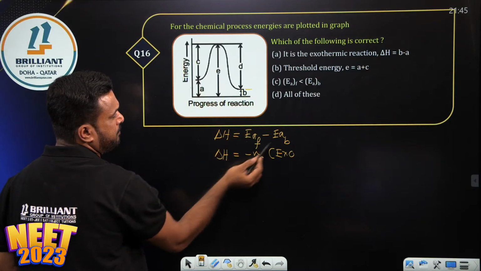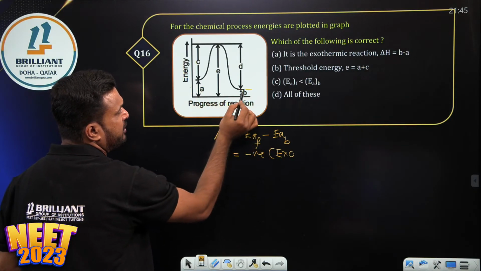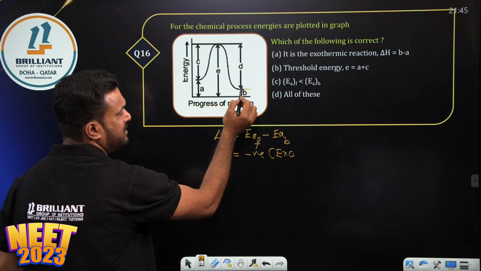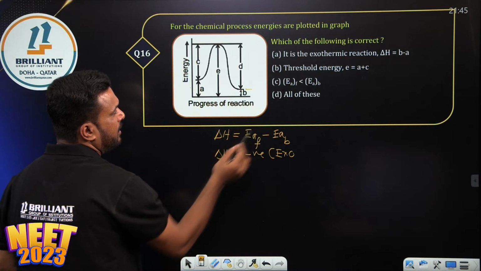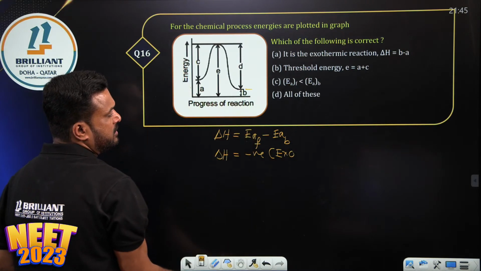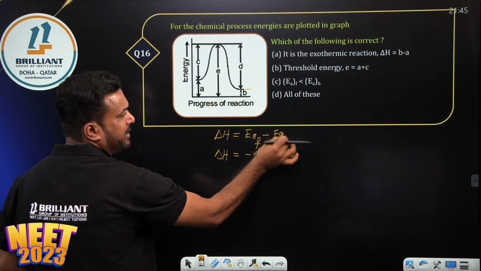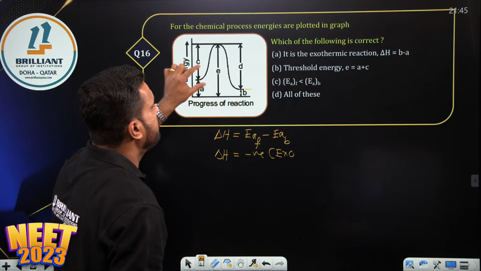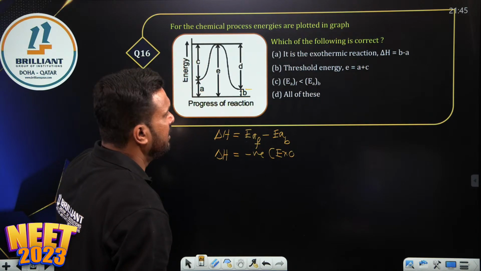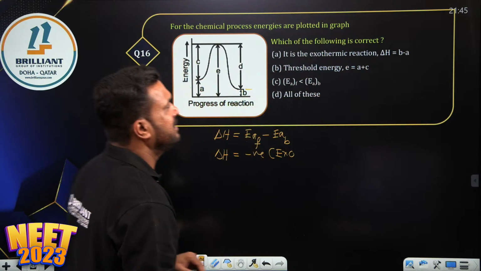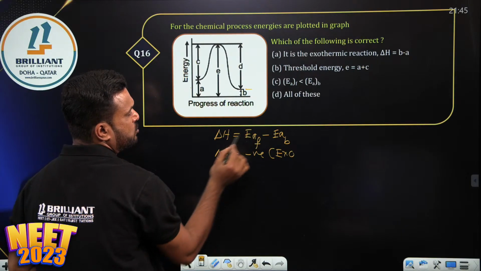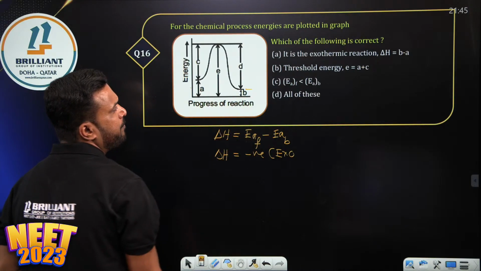Energy of forward means this one, product. So product minus reactant. So product has less energy, or forward has less energy. Backward has more energy. So definitely lesser value minus higher value, it will be negative. So the graph given is for an exothermic reaction, delta H is equal to B minus A. B is the product, A is the reactant. So B minus A, correct.